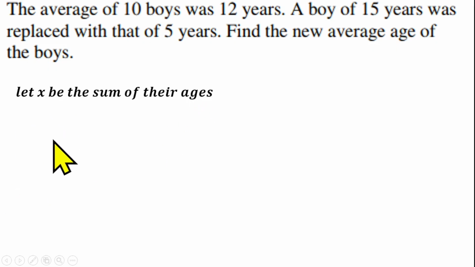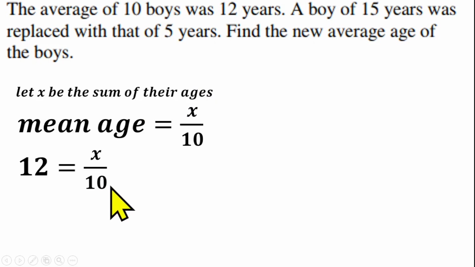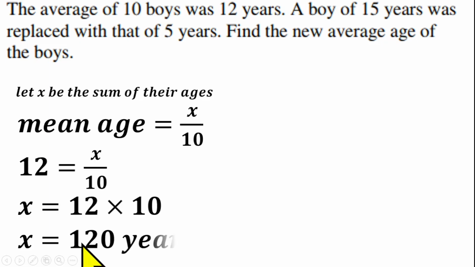So in finding the mean, the mean will be the sum of the ages of the 10 boys divided by the number of boys, and they said that the mean is 12 years. So we should be having the mean age equals S, which is the sum of their ages, divided by 10. We have been given the mean age. The mean age of the 10 boys is 12. So we will be having 12 equals S over 10. From cross multiply, that gives us S to be 12 times 10, and that gives us 120 years. So the sum of the ages of the 10 boys is 120.